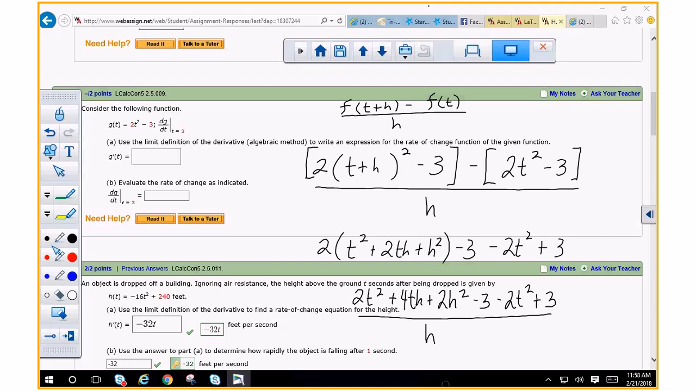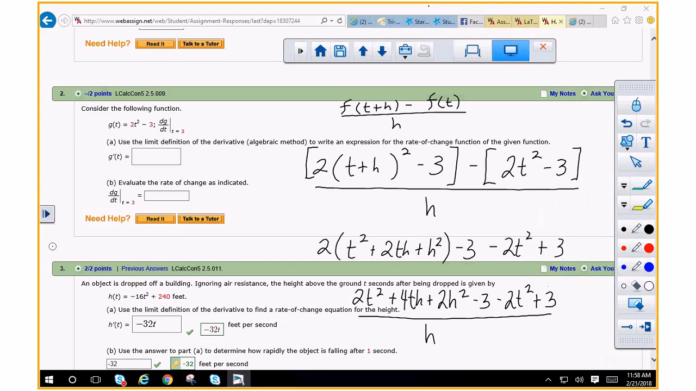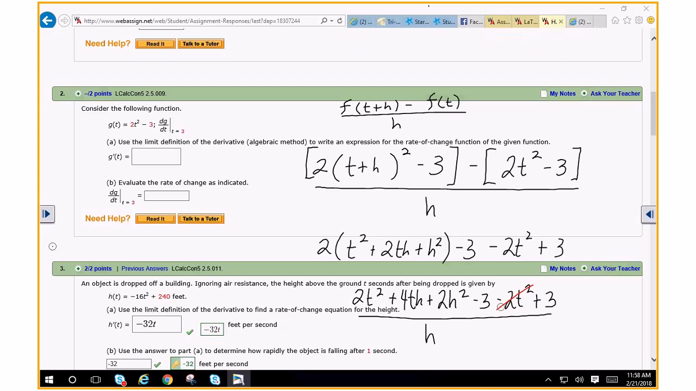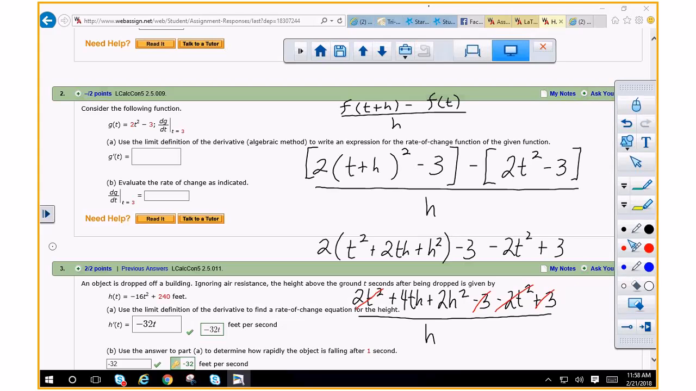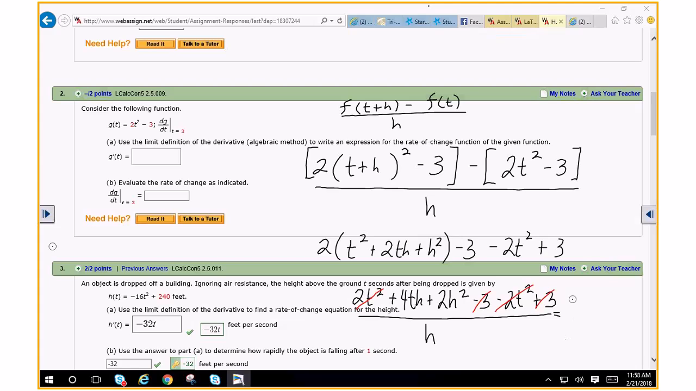Take our handy dandy red pen, and let's see, the 2t squareds cancel, and the 3's cancel, and it leaves you with just the h terms, and that's when you know you're doing something right. It's when you have nothing but h terms. You might have a couple of single terms out here, and that's going to equal, I'm going to factor out the h, and that's going to leave you with 4t plus 2h over h. I think I did that right.